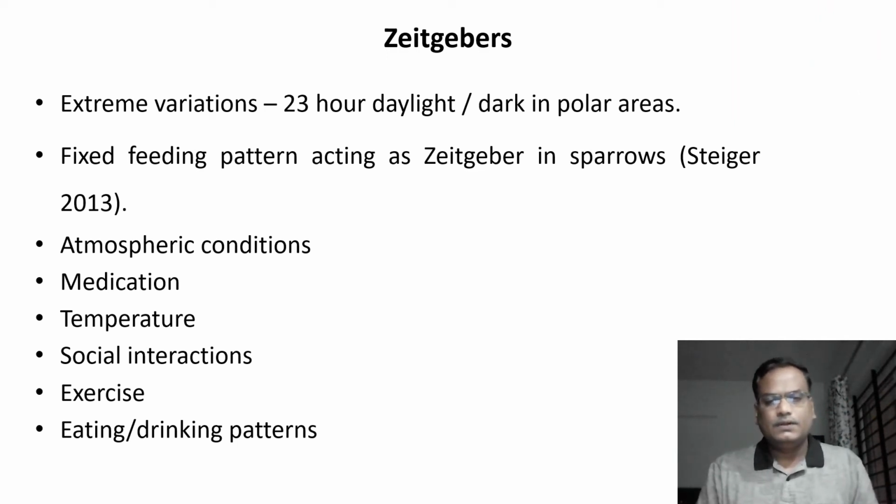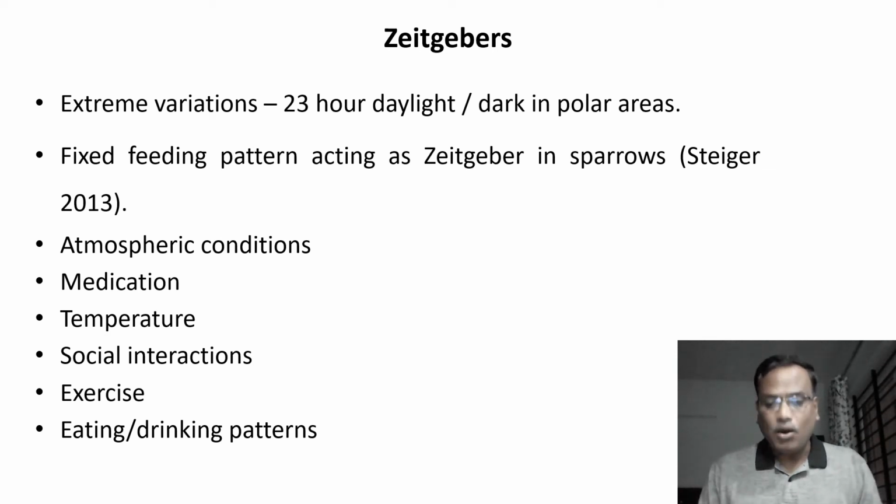Some other information related to gatekeepers: extreme variations, 23-hour daylight or dark in polar areas. Now, I am living in India, where normally I get an equal amount of day and night time, so light and dark time is almost equal. But there are some places on the earth, like polar areas, where for 6 months it is day only. The sun never sets, right? Continuous 6 months it is daytime, and continuous 6 months it is dark.